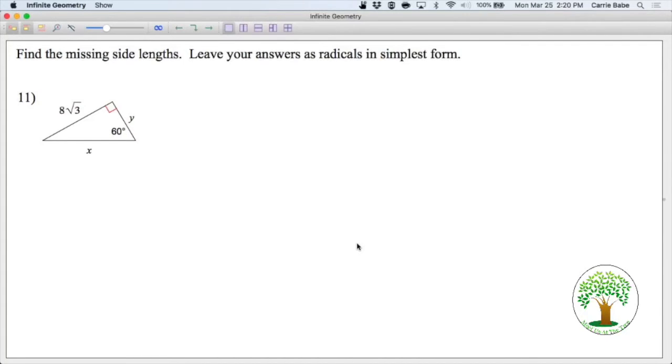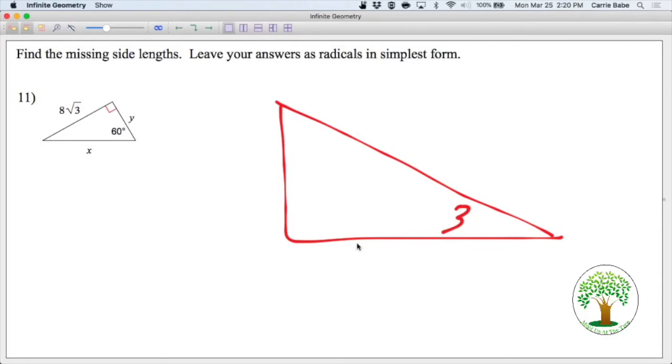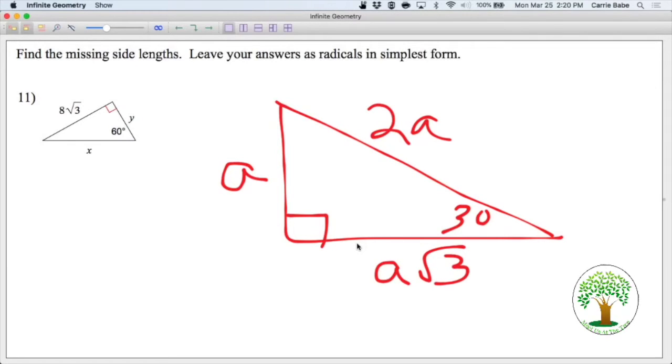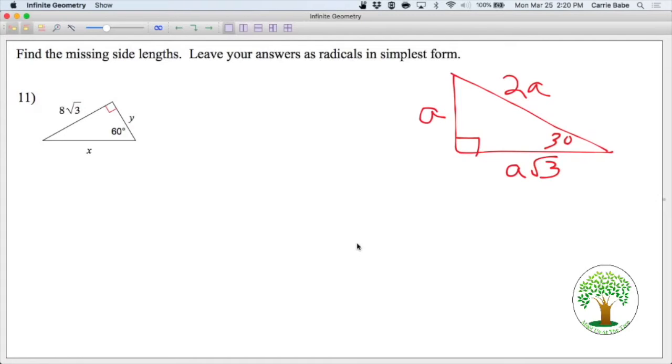What do I write here for the 30, 60, 90 triangle? If this is the 30, what goes with what? It goes across from it. Okay. 2a goes on the hypotenuse. A square root 3 goes across from the 60. Fantastic.